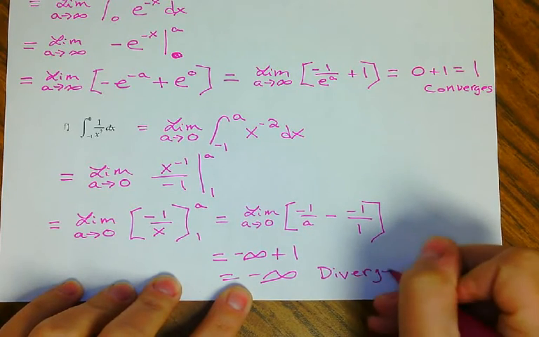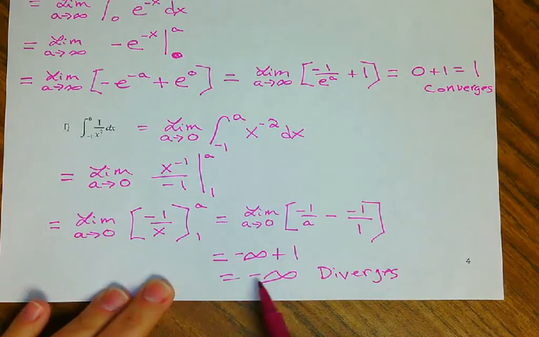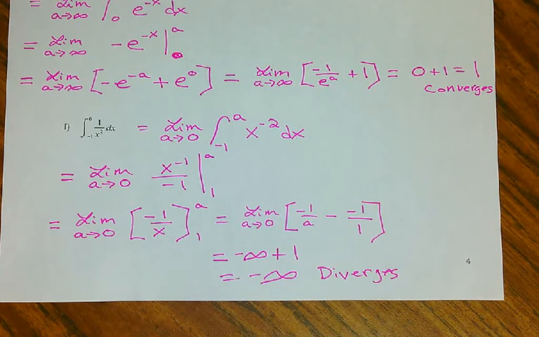So the difference between this example and the previous is up here, our answer was a number. But here our answer was negative infinity, and if you get infinity or negative infinity, that diverges.